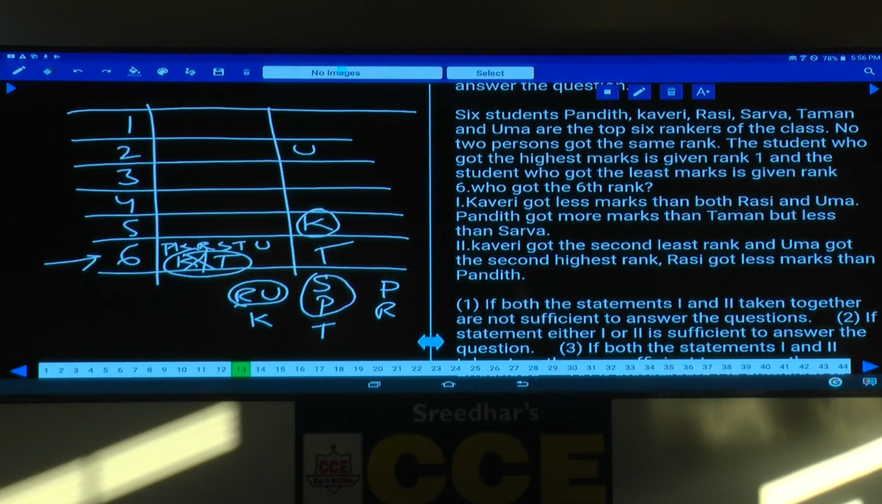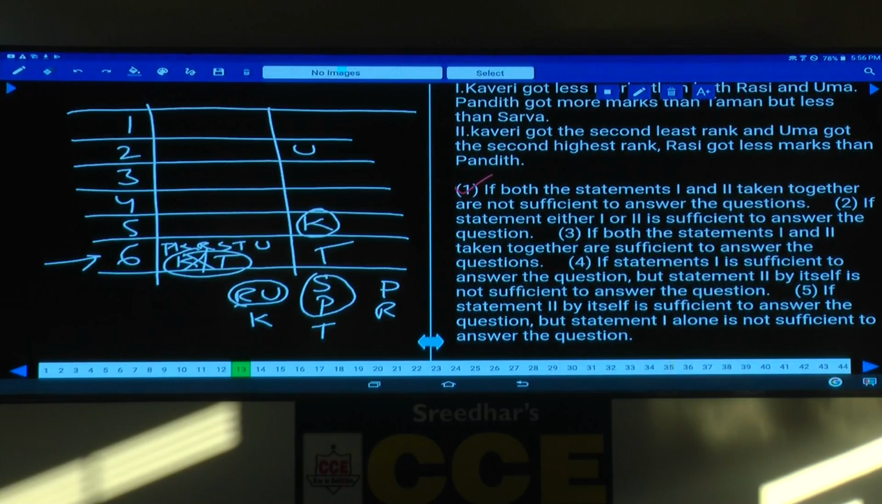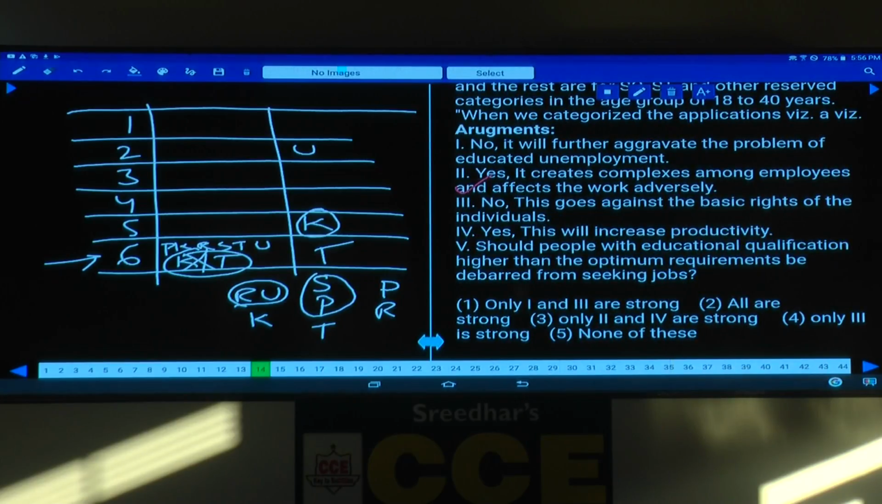Though the arrangement cannot be fixed here, as the question is about the last person, we are able to identify the last person. Then what is the answer here? Both the statements together are required, that is choice one. Question number 13, choice one is the answer. Then question number 14.